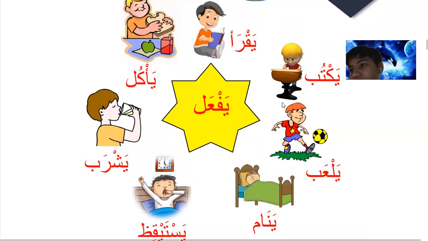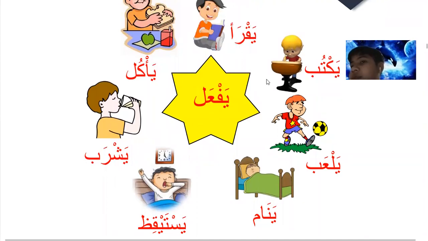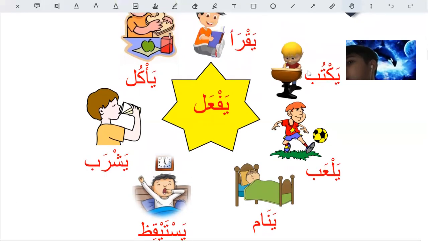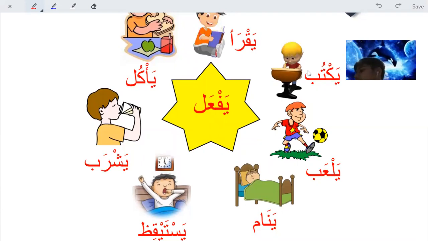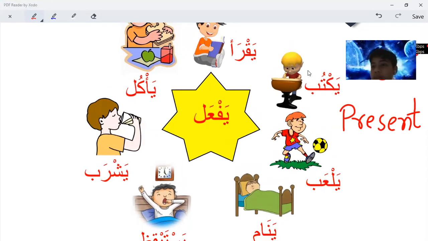All of them have ya at the beginning. So this ya tells us two things. First thing, ya means he. What is the meaning of ya? Yeah, means he. The other thing is that it tells us it is present tense. Which tense is this? Present tense, okay?